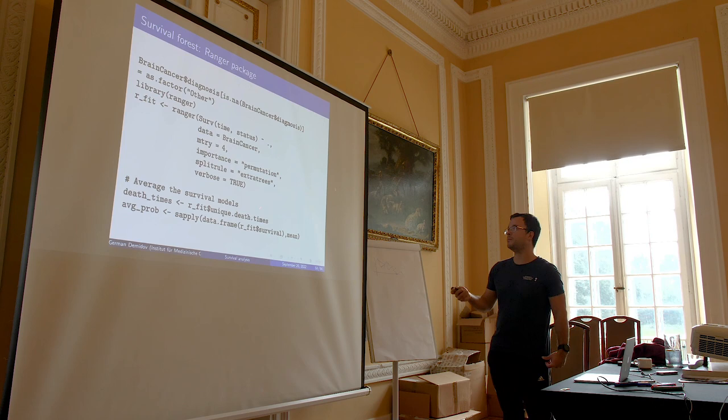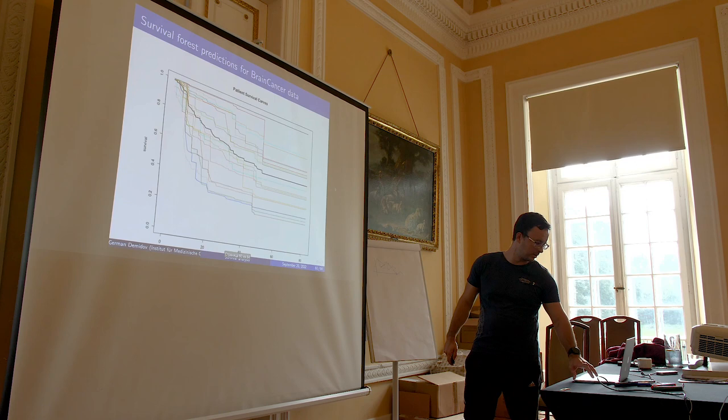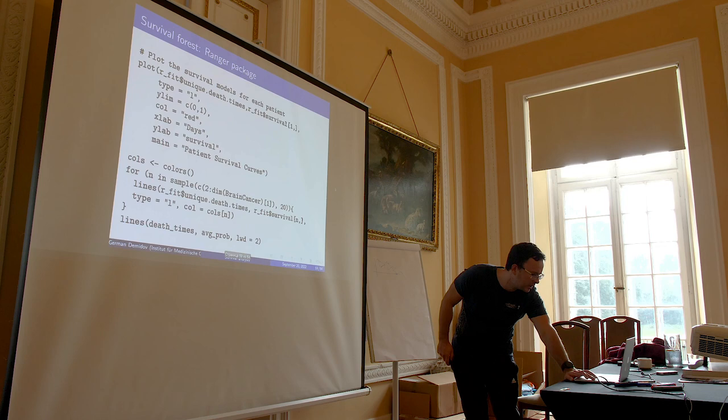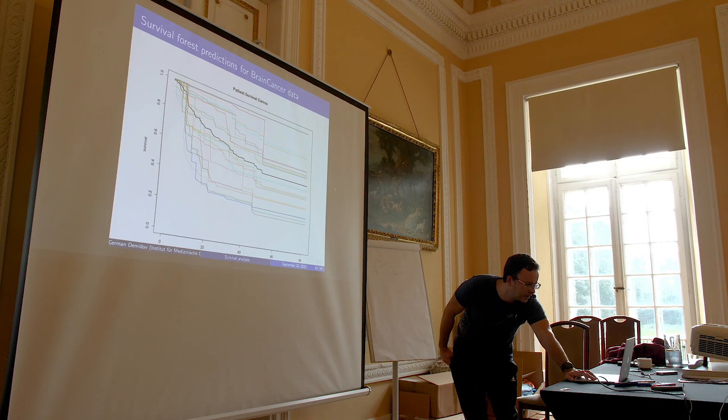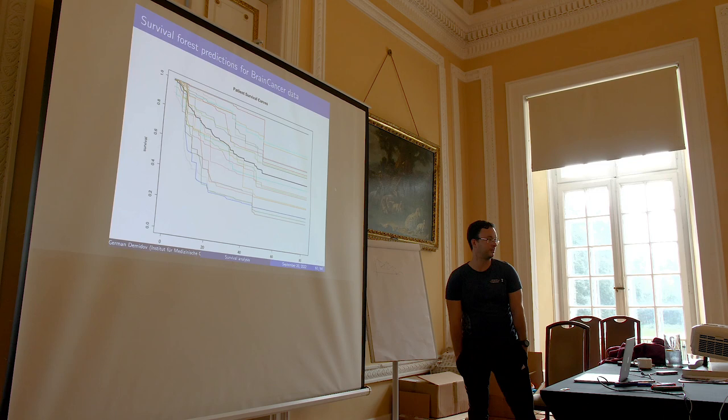What we can do is plot it, of course. This is basically curves for all the patients from the dataset, I think. No, it's not from all, it's from 20. I think it's from just 20 of them. That's how random forest predicts it. Is it accurate or not? You have to apply the concordance index to see. We don't do this here.